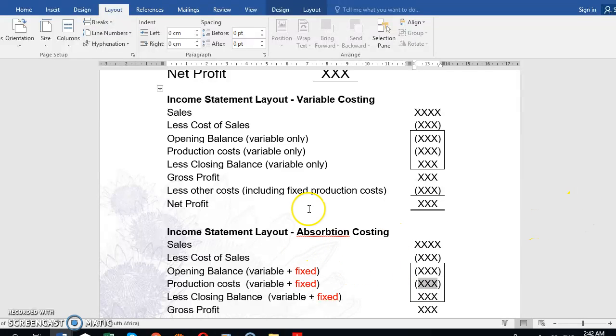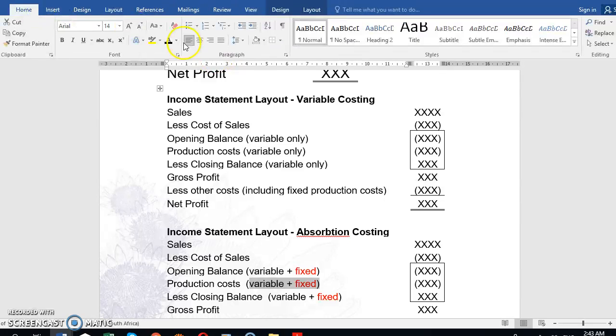However, the key difference lies with, so to effectively show you the difference, this matches to that and that. So there you have a match. That variable plus that fixed is equal to that variable plus that fixed. So there you have a match. The key difference, however, lies with the opening balance. You have variable under variable costing, but under absorption costing, variable plus fixed. So there you have one difference.